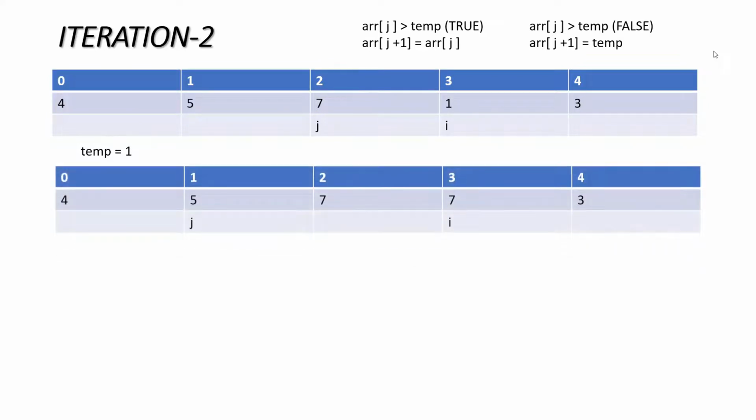After inserting, here it looks like this. In second index the element is 7 and in third index also the element is 7, and I just decremented j. Now j is at 1 index. Again I have to check the same condition whether the element in j index is greater than the temp or not. Here the element in j index is 5.